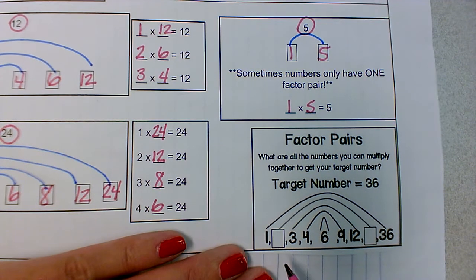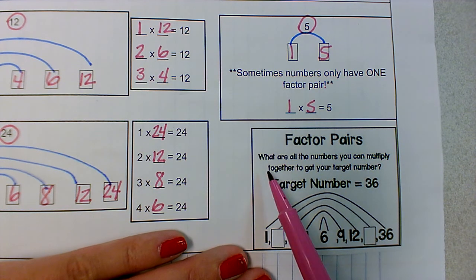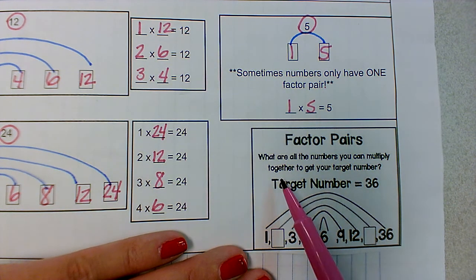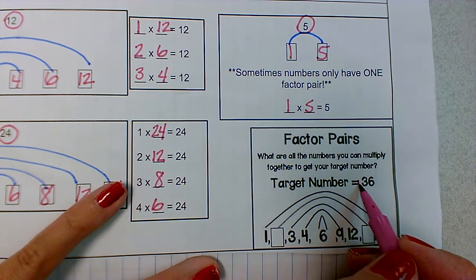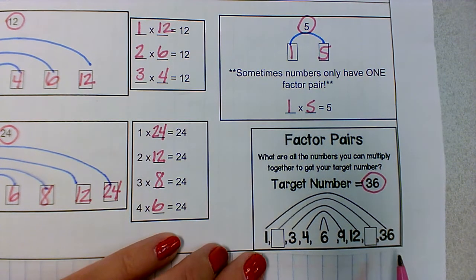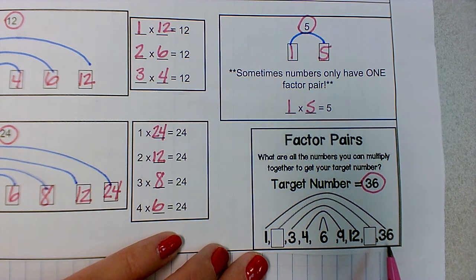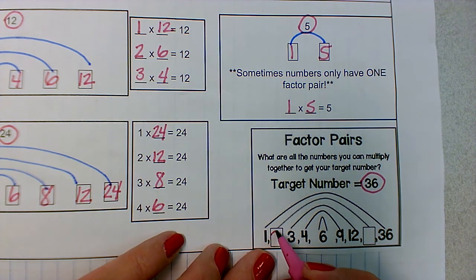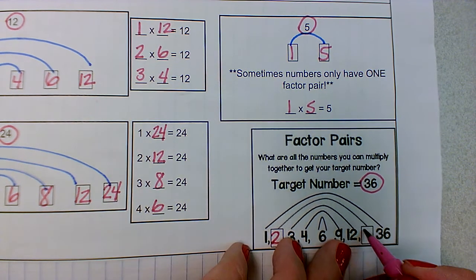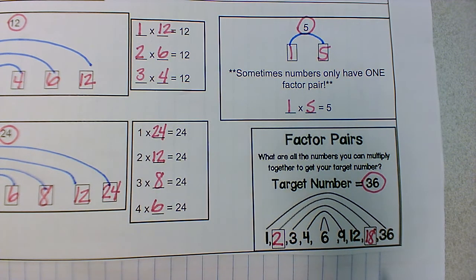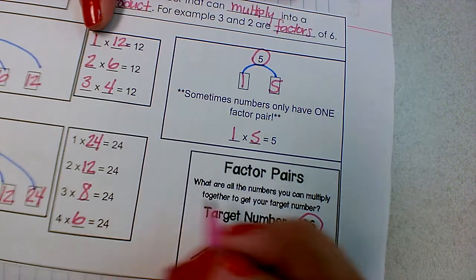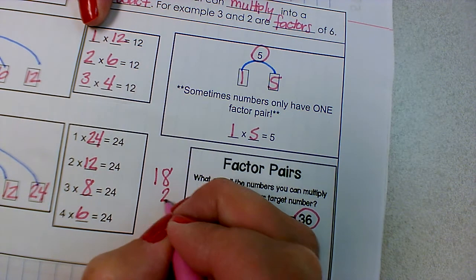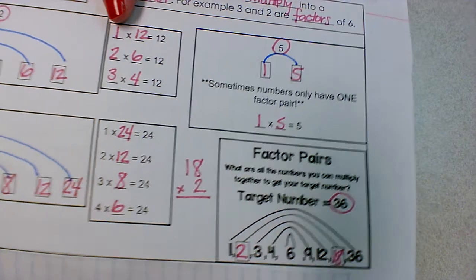Let's look at one more, and this is our last example. So remember, a factor pair is all the numbers you can multiply together to get that target number, and this one is 36. Now I already have 1 and 36. So now I need to think, what's my next one? Can I multiply 2 times something to equal 36? I sure can. I can take 2 times 18 to equal 36. Now, friends, if I'm not sure, I can always come over to the side and say, okay, well, let me check 18 times 2 to make sure that equals 36.